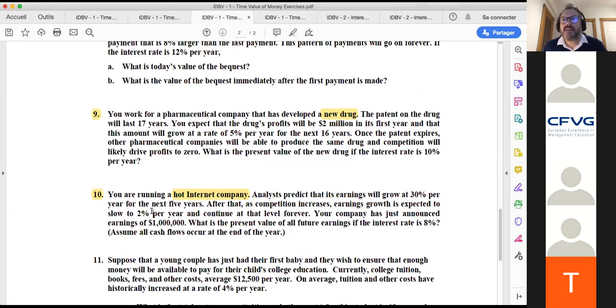Okay, so this one, exercise number 10. You are running a hot internet company, meaning a startup, right? Analysts predict that the earnings will grow at 30% per year for the next 5 years. After that, competition increases, earnings growth is expected to slow to 2% per year and will continue at that level forever. Your company has just announced earnings of 1,000. What is the present value of all future earnings if the interest is 8%?